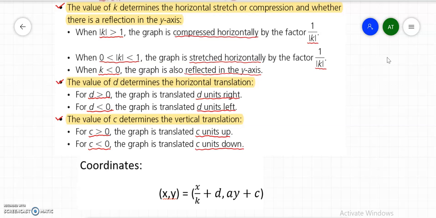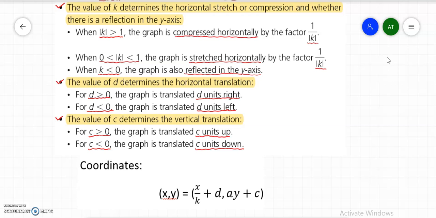The a value deals with the vertical stretch, compression or reflection in the x-axis. The k value deals with horizontal stretch, compression or reflection in the y-axis. The d value determines the horizontal translation, right or left. The c value determines the vertical translation, up or down. So these are the 4 transformations.